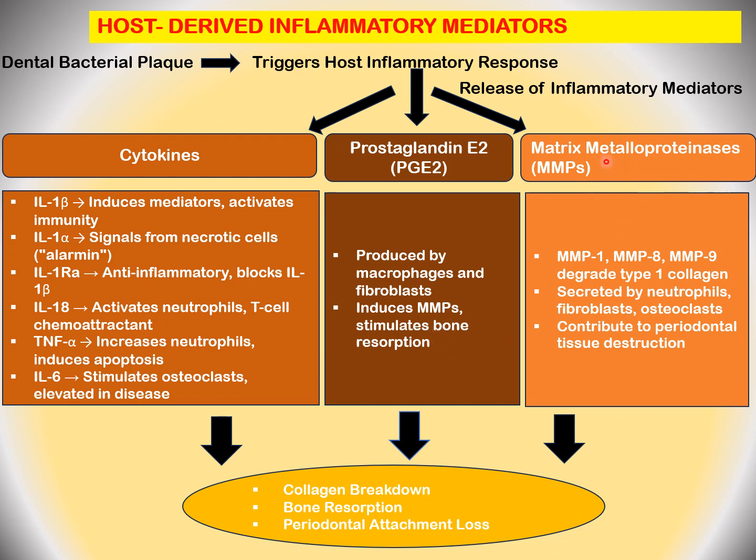Now coming to MMPs, MMP1, MMP8 and MMP9 degrade type 1 collagen. They are secreted by neutrophils, fibroblasts and osteoclasts, and they contribute to periodontal tissue destruction. So all these inflammatory mediators lead to collagen breakdown and ultimately bone resorption and finally periodontal attachment loss.